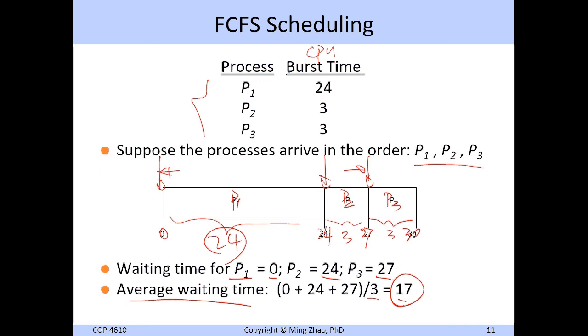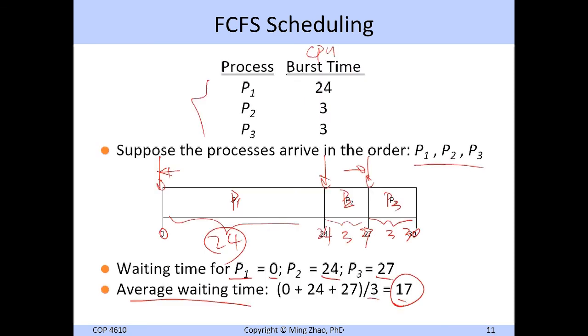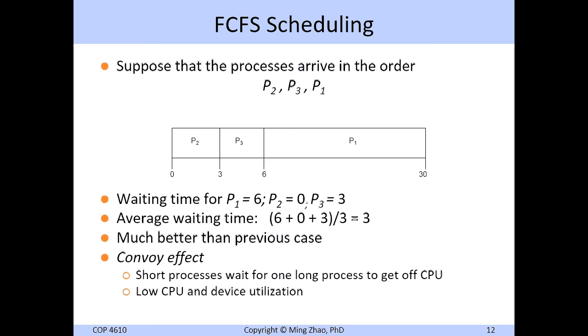Now, let's see what the problem could be. Let's assume that these 3 processes, the exact three processes we are looking at here, come in a slightly different order. Let's assume P2 comes first, and then P3 and P1. So the parameters of the 3 processes are still the same, and their CPU burst durations are still the same, but the order is slightly different.